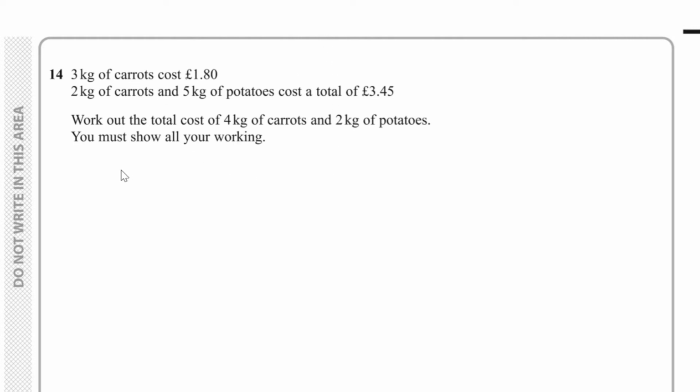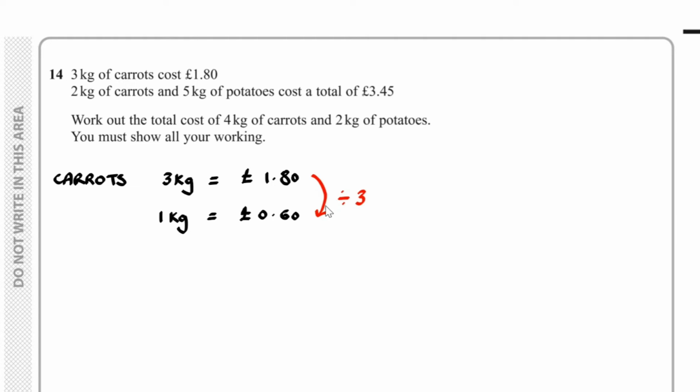Well, here we've got, for the carrots, let's write this down, we've got 3 kilograms, which is equal to £1.80, and so therefore 1 kilogram is equal to a third of this, which is 60p. And to do this, what I did was I divided by 3.